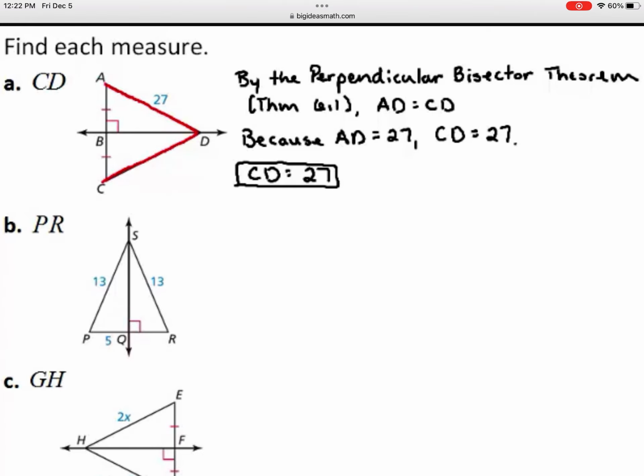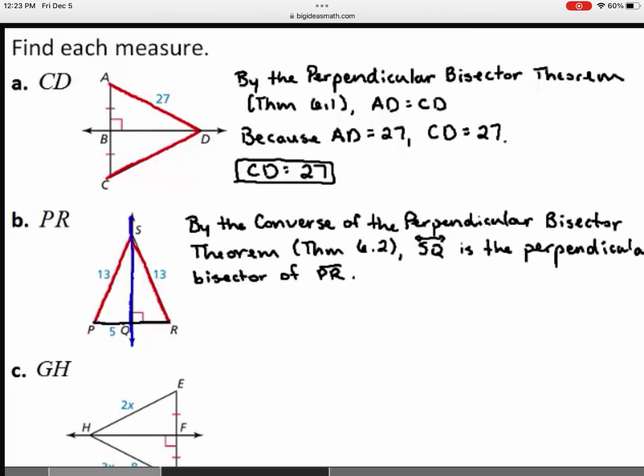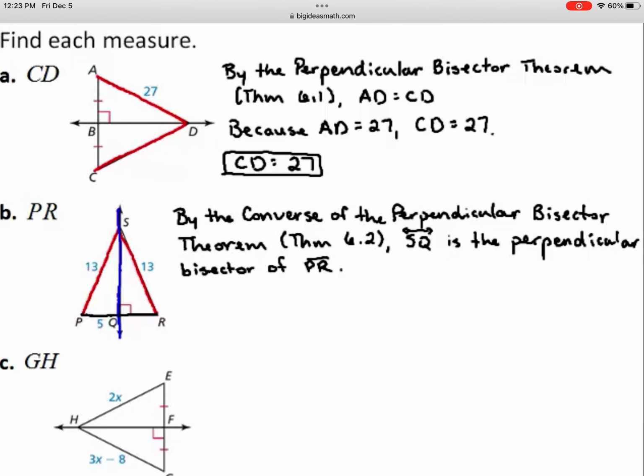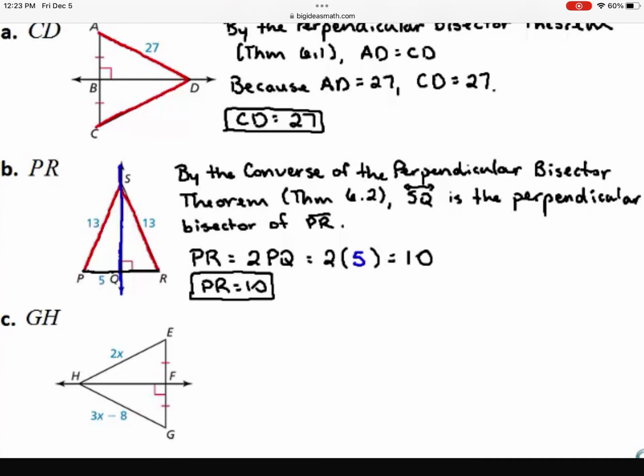So CD equals 27. Part B, PR. Looking at the diagram, you are given that PS equals RS, and that line SQ is perpendicular to line segment PR. So by the converse of the perpendicular bisector theorem, line SQ is the perpendicular bisector of line segment PR. Then by the definition of segment bisector, PR equals 2 times PQ, which equals 2 times 5, which equals 10. So PR equals 10.